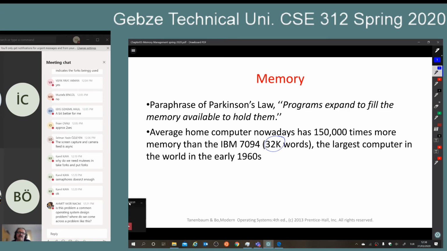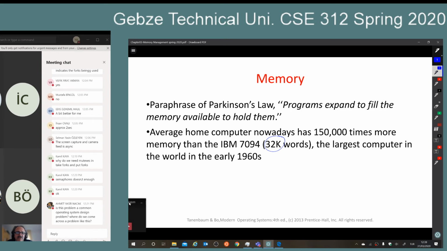It may look like we have solved the memory problem, because in 1960s that kind of memory was for the top computer of the world, and they solved lots of problems with those computers. So if that computer was enough for the most demanding job in those days, then I should be fine on a home computer right now, but that's not the case. People say that programs expand to fill the memory available to hold them. So we need to be careful about our memory. We need to manage it right.